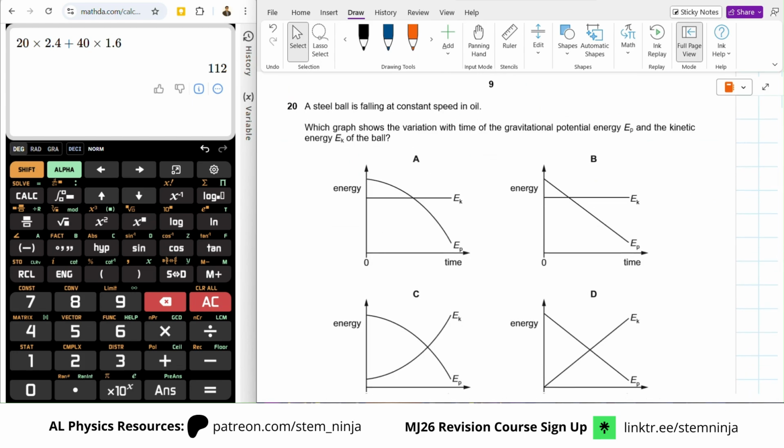A steel ball is falling at constant speed in oil. Which graph shows the variation with time of the gravitational potential energy EP and the kinetic energy EK of the ball? Now, notice that the change in gravitational potential energy is reflected in the change in kinetic energy plus energy lost, or work done against the viscous forces. So basically you can say the work done against viscous forces.